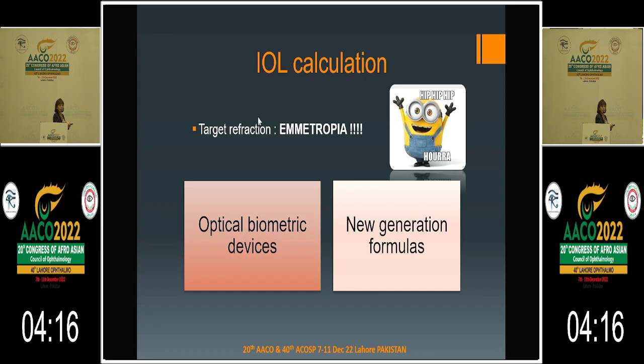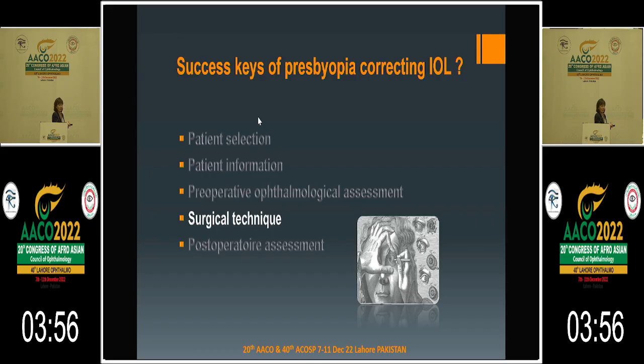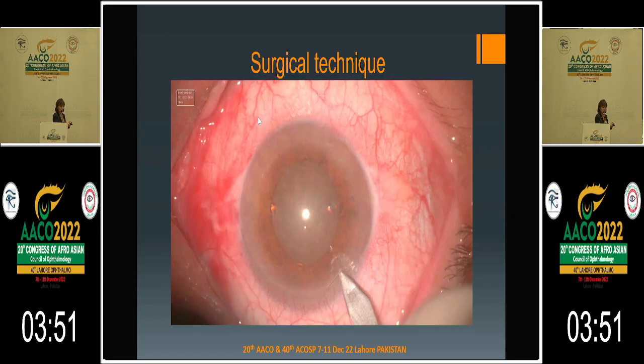For IOL calculation, the target refraction is, of course, emmetropia. This has been made possible by optical biometric devices and new generation formulas that allow us an accurate IOL calculation. The surgical technique must be perfect. So we must make an incision that doesn't induce surgically induced astigmatism.